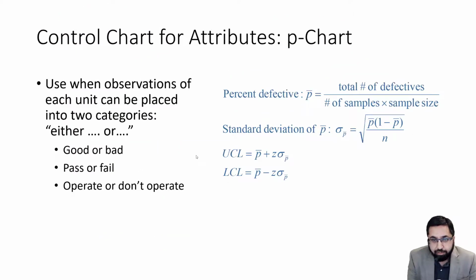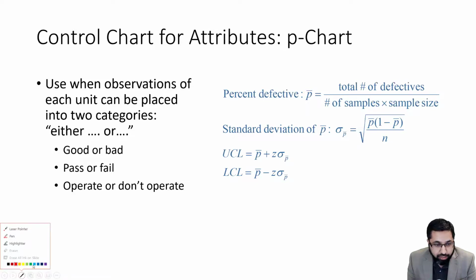Now, when we have attribute data, which is 1, 0 data, defective, not defective, good, bad, right? We can make a P chart. So each unit that we examine of output of a product or service, we have only 2 categories. It's either good or bad, pass or fail, things like that. And so to calculate the control limits of a P chart, we first need to find the percentage defective, which is called P bar. And we take the total number of defectives and we divide that by the total number of pieces we examine.